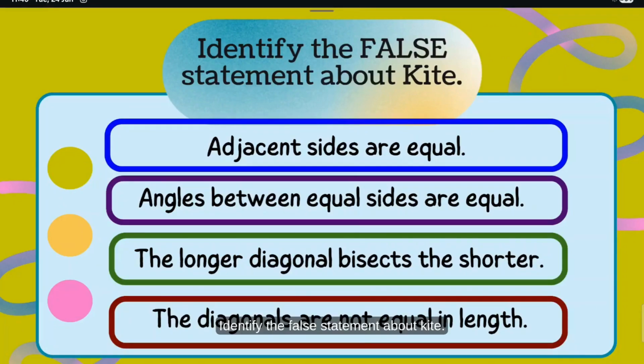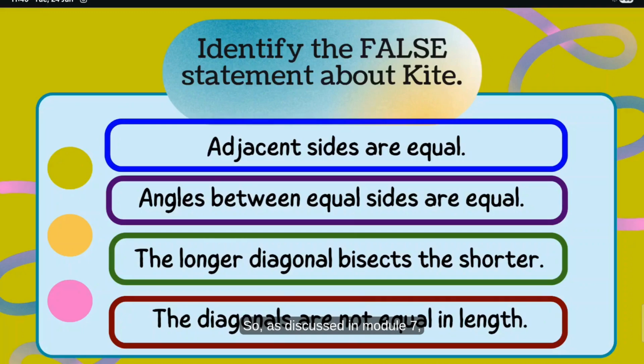Identify the false statement about kite. Adjacent sides are equal. Angles between equal sides are equal. The longer diagonal bisects the shorter one, or the diagonals are not equal in length. Which of these is not a characteristic of kite? You may pause the video to read the options carefully.